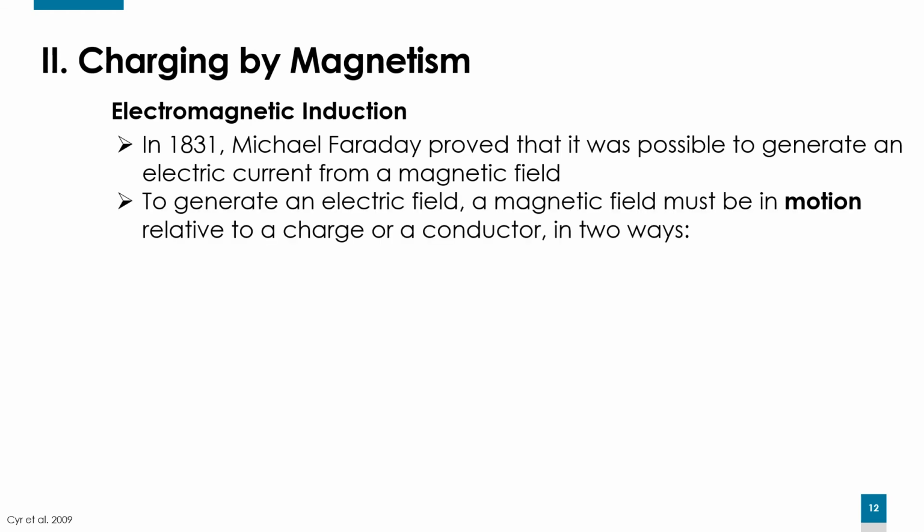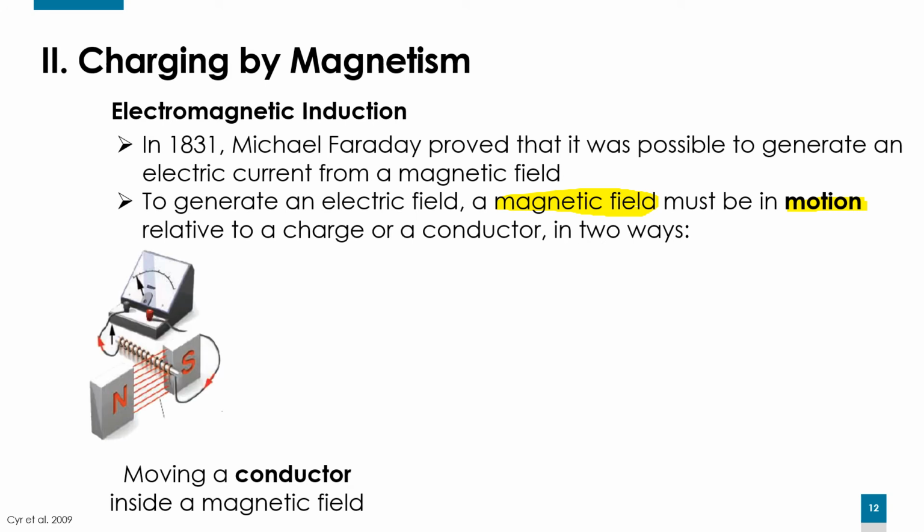So what he did was this: to generate an electric current, the magnetic field must be in motion. And there are two ways of putting my magnetic field in motion: by moving a charge or a conductor. So let's say by moving a conductor. Here I have this diagram. This is my magnetic field, and this is my conductor.